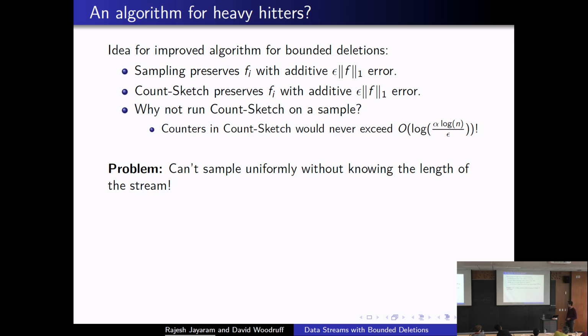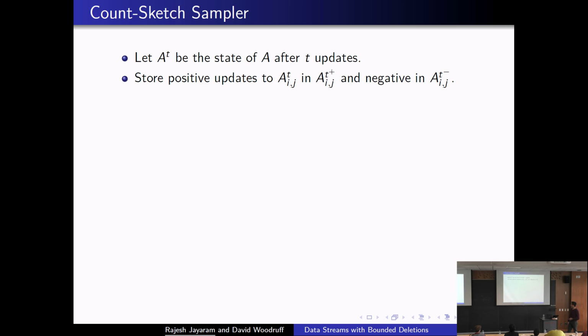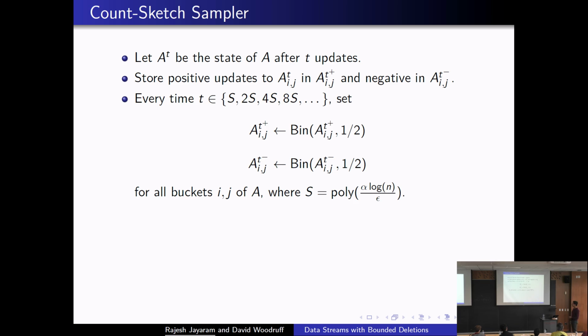so we have to deal with that in some way. There's a couple of ways of dealing with it. The one we're going to use here, because it works well with other algorithms, is we're going to split all our buckets in count sketch into positive and negative parts. After t steps, let AT be the state of the count sketch. We put the positive updates that would have gone into AT into the positive part, and the negative ones into the negative part. So AT is just the difference.